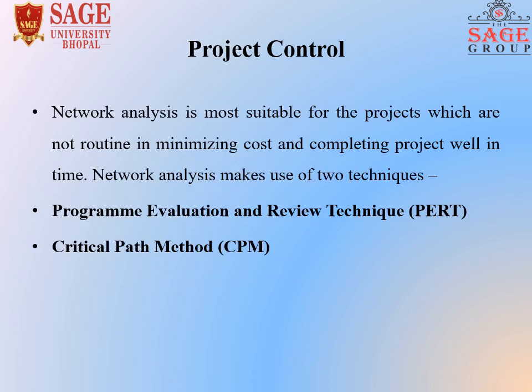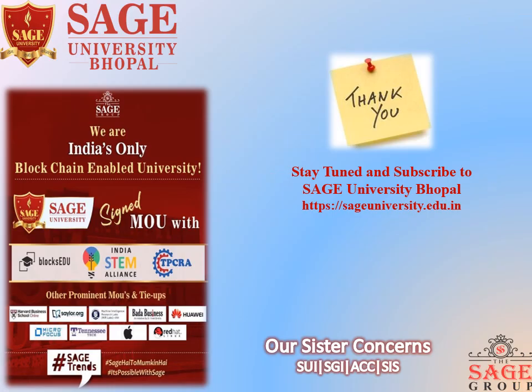The last is project control. In network analysis, we use project controls, in which we use two techniques, PERT and CPM. PERT means Program Evaluation and Review Technique, and the second one is the Critical Path Method. So that is about the controlling process, controlling functions, and different control techniques.